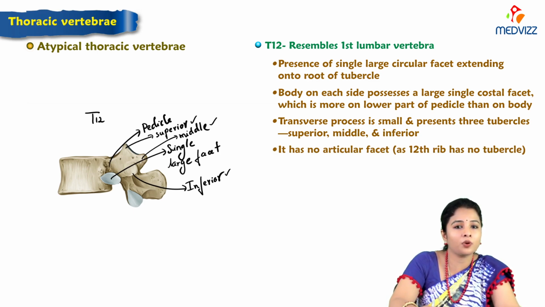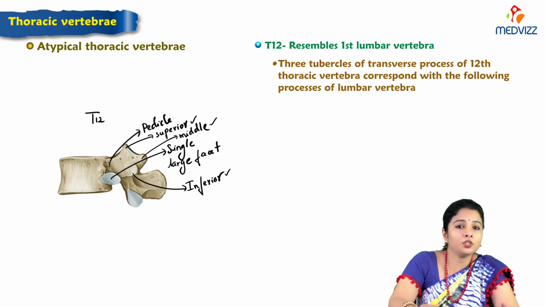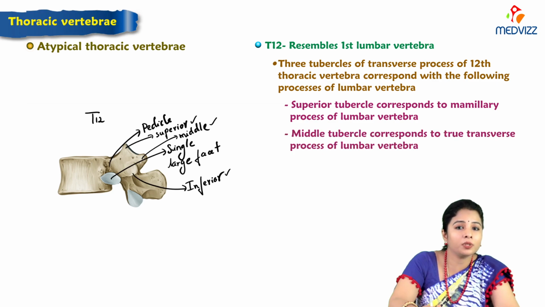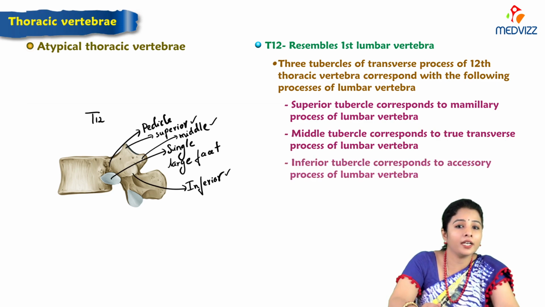So the transverse process is devoid of an articular facet as the 12th rib has no tubercle. So the 3 tubercles of the transverse process of the 12th thoracic vertebra correspond to those of a lumbar vertebra. The superior tubercle corresponds to the mammillary process of a lumbar vertebra. The middle tubercle corresponds to the true transverse process of a lumbar vertebra, and the inferior tubercle corresponds to the accessory process or accessory mammillary process of a lumbar vertebra.